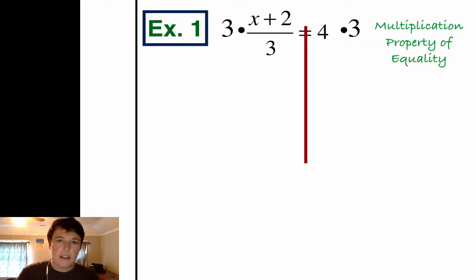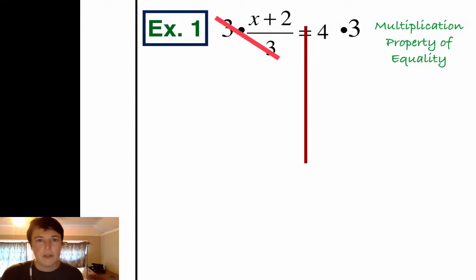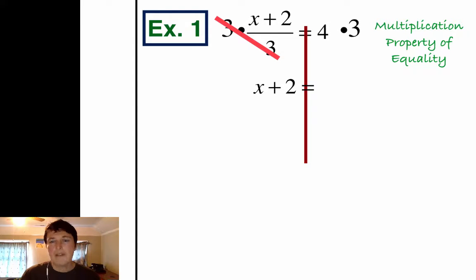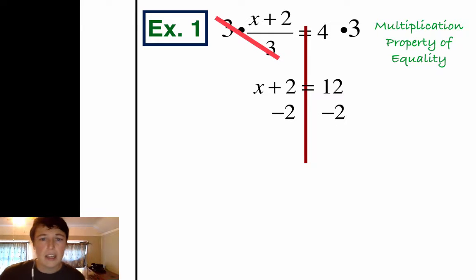So on the left, it crosses it out and it makes those 3's go away. But on the right, we got to multiply it. So we still have x plus 2, and we have 4 times 3, and 4 times 3 is 12. So we're almost done. We've got x plus 2. We got to get x by itself, so we're going to get rid of the plus 2 now. By doing the opposite, we're going to take away 2. So we're going to do a minus 2 on both sides.